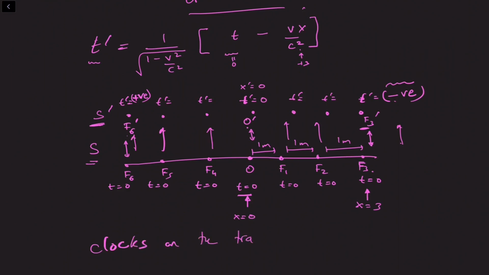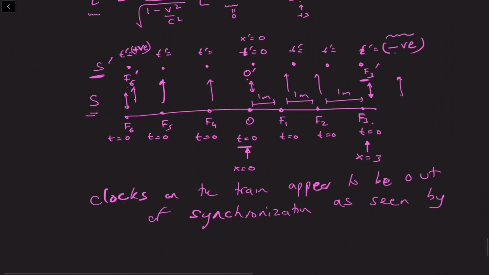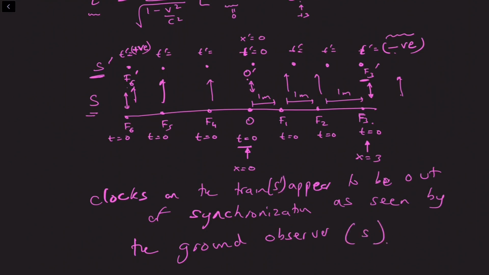So the clocks on the train, that is in the frame S prime, appear to be out of synchronization as seen by the ground observer in the frame S.